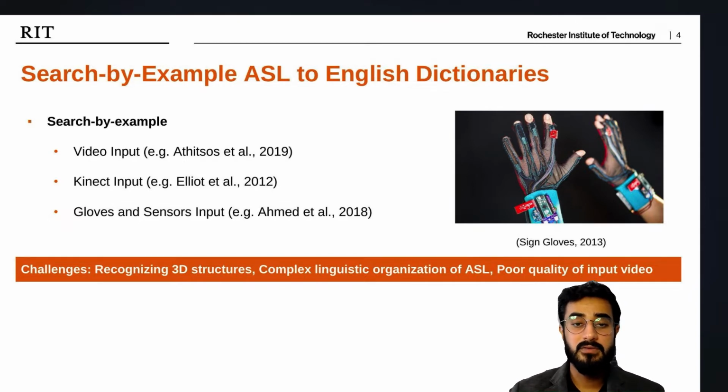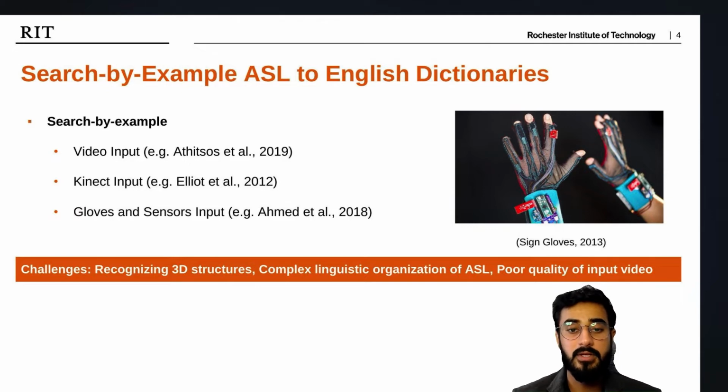However, ASL recognition is still pretty hard, and recognizing 3D structures from 2D videos is still pretty difficult. The complex linguistic organization of ASL also makes it more difficult. There's also the chance that a user might not submit a really good quality video, which would again affect the results that the system will output.